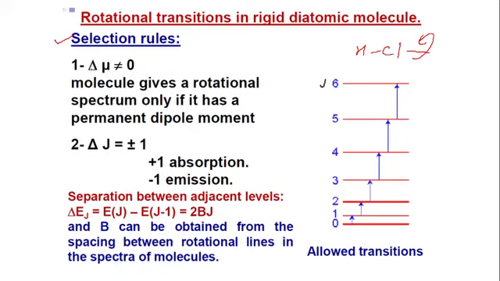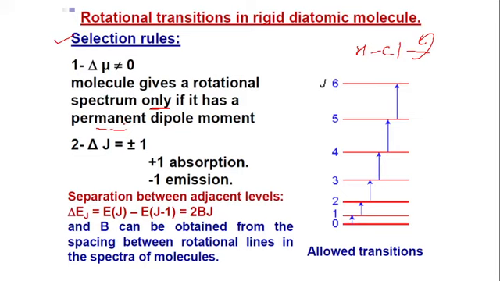The first selection rule is what? Whenever this molecule shows a rotational transition, that means whenever we rotate that molecule, how do we know this molecule shows the transition? By the change in their dipole moment. That means the first selection rule is that delta mu, the dipole moment, is never 0. Why? Because a molecule gives a rotational spectrum only if it has a permanent dipole moment.